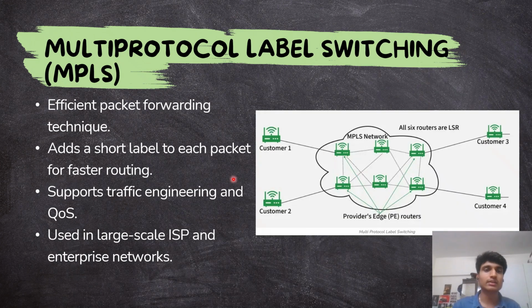Now coming to multiprotocol label switching, which is also important. It is an advanced technology that speeds up data forwarding by using labels instead of the full IP address. It doesn't check the full IP address at the destination; it just reads the label and forwards the packet quickly. That's why it supports traffic engineering and quality of service, meaning it can prioritize important traffic like video calls over less urgent data. It is widely used by internet service providers and large enterprises to build fast and efficient networks.